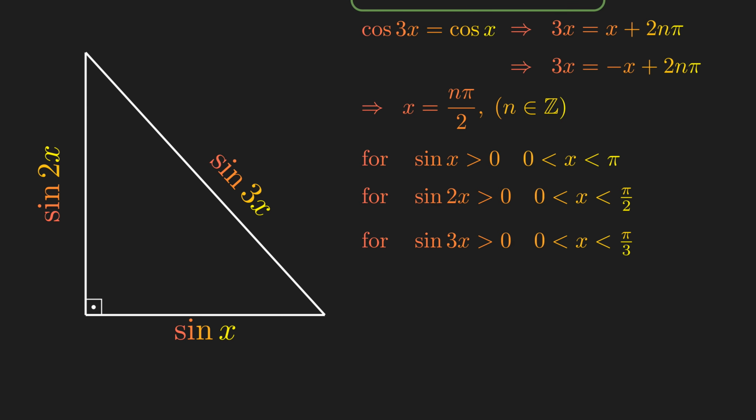Therefore, the correct, and interestingly the only valid solution is x equals pi over 6, which is actually 30 degrees.